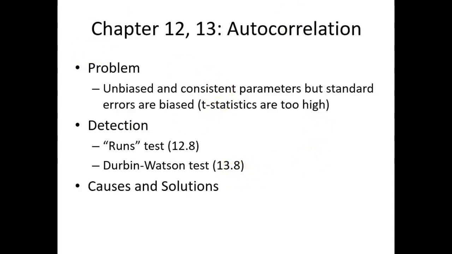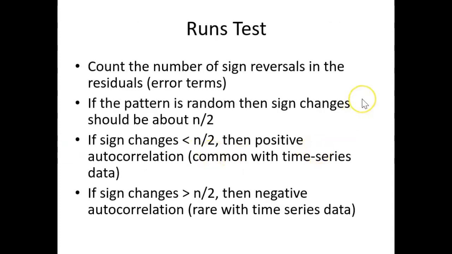Okay, so the runs test: you save the residuals and then plot them over time. And then you count the number of sign reversals in the residuals. So some are going to be positive, some are going to be negative, and you count the number of times that the residuals cross the zero axis, or the intercept for the vertical axis.